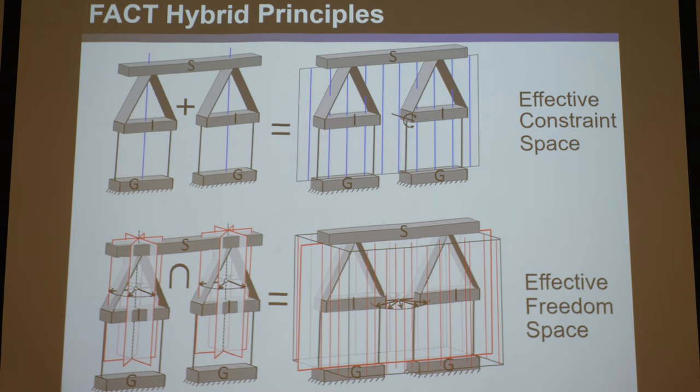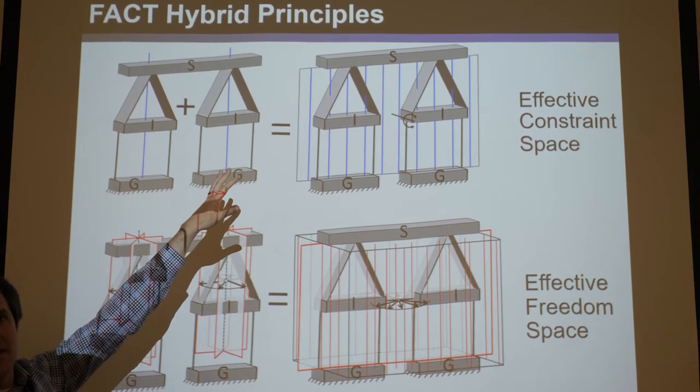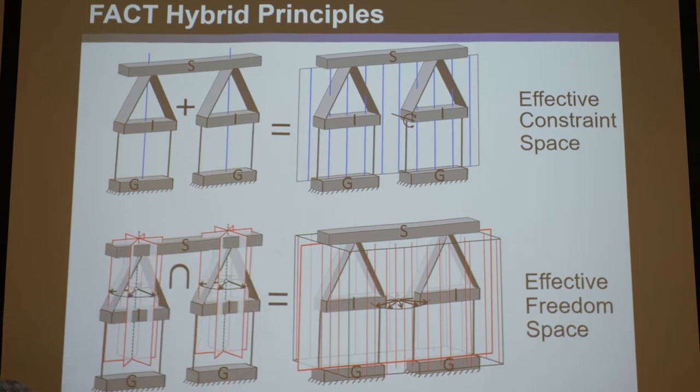What about for a hybrid thing? Well, now you have to check both serial limbs. And if any one of those is under-constrained, the whole thing's under-constrained. So that's really it. For under-constraint, there's nothing too complicated about hybrid systems.